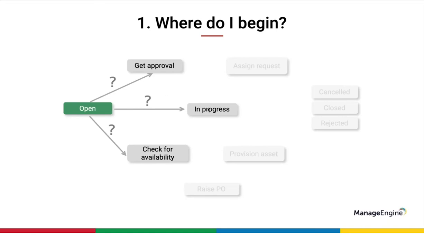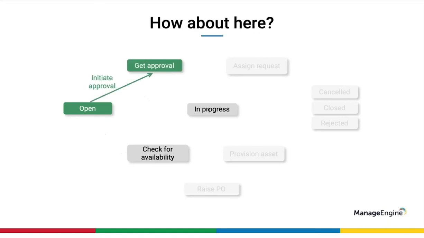But ideally, it has to be sent for approval. Technician should not take the other two paths. Instead, he has to choose to send it for approval, and that is where we follow the process and policies. So we have to initiate approval, or we have to guide the technician to initiate approval instead of directly checking the availability of the asset, or directly placing the request in progress.